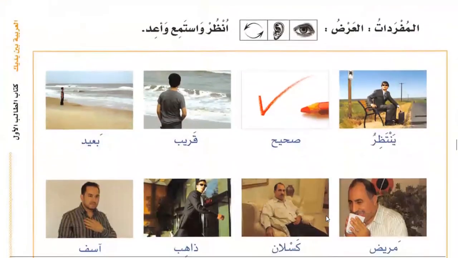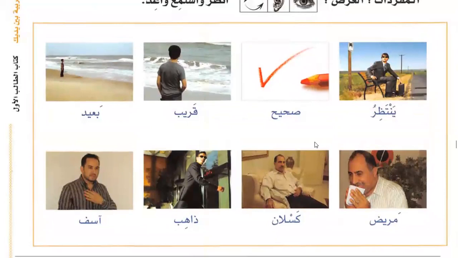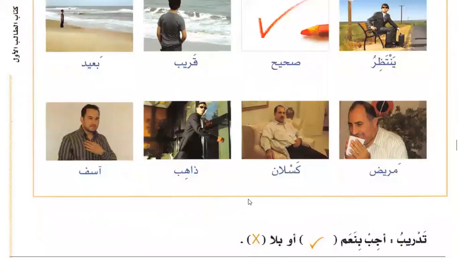Vocabulary alert. Look and listen and repeat. So you will write their meanings here and you will submit it to the Google Classroom as your homework. Exercise: answer with yes or no.